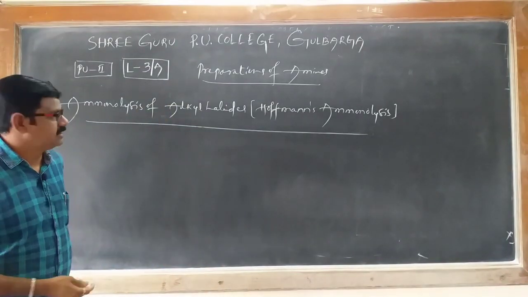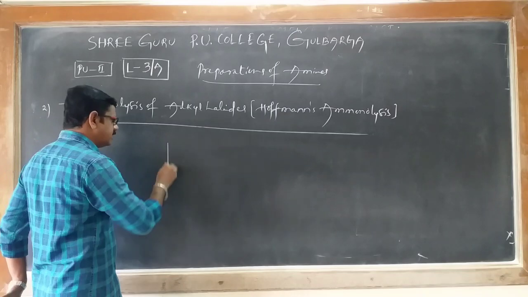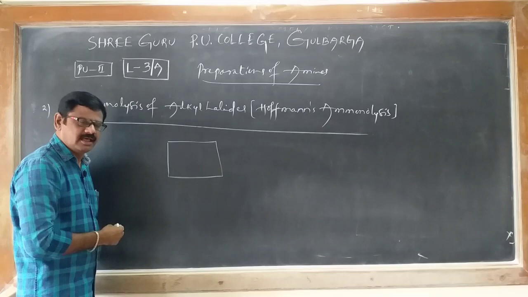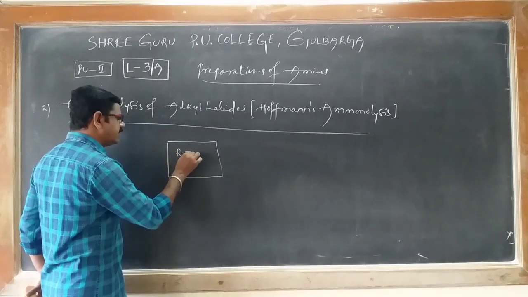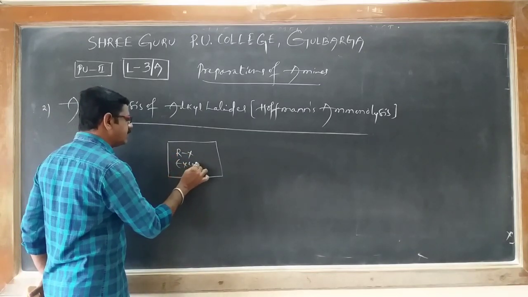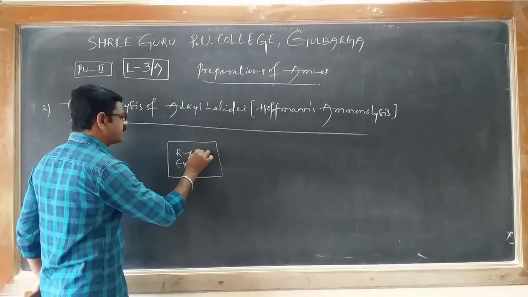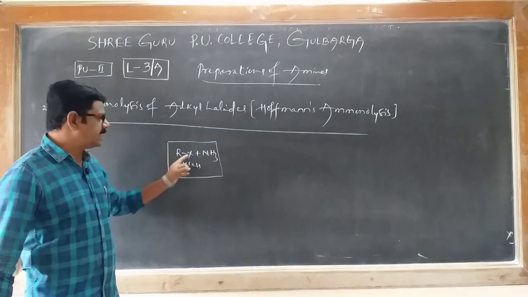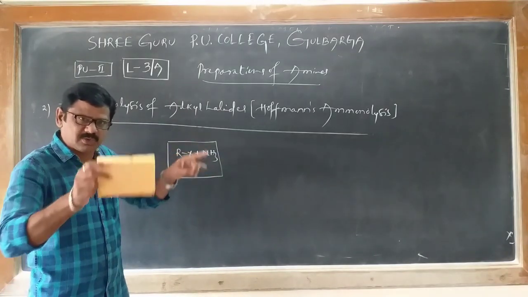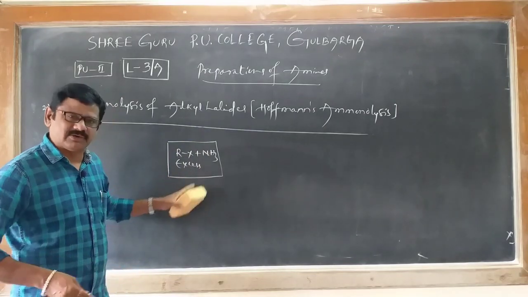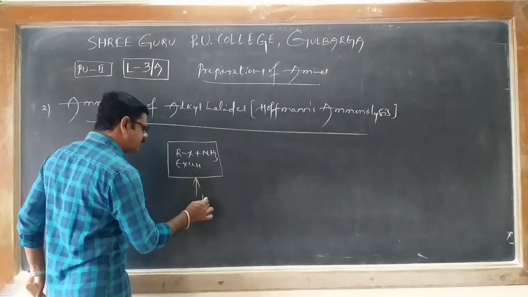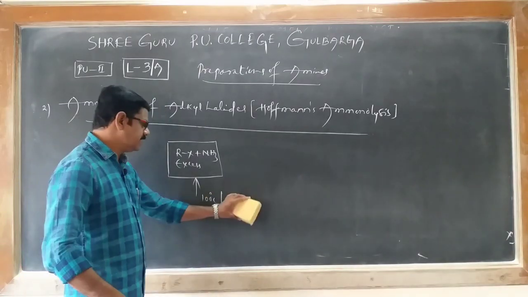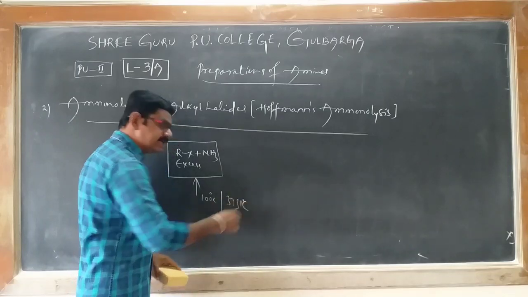We'll try to understand what actually happens here. First we take one closed container, one sealed tube. In that sealed tube, we take excess of alkyl halide, and to that excess alkyl halide we add ammonia. This mixture is kept in the closed container, and the container is heated at 100 degrees centigrade, that is 373 kelvins.